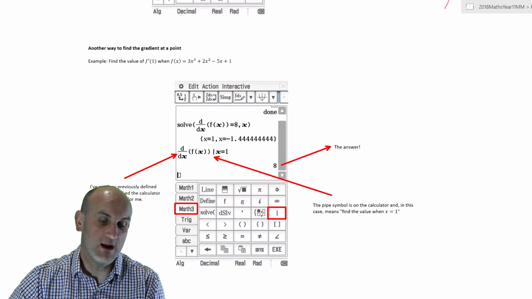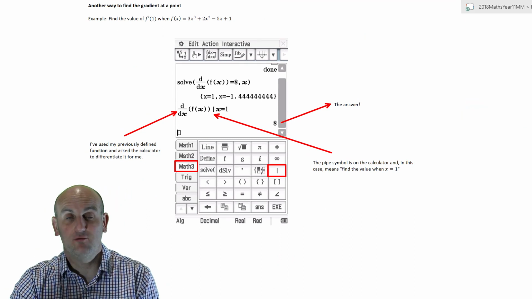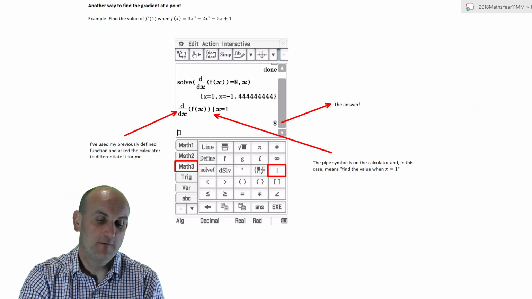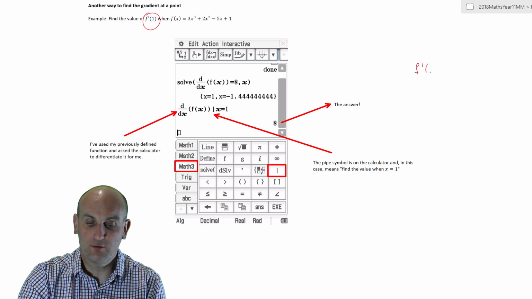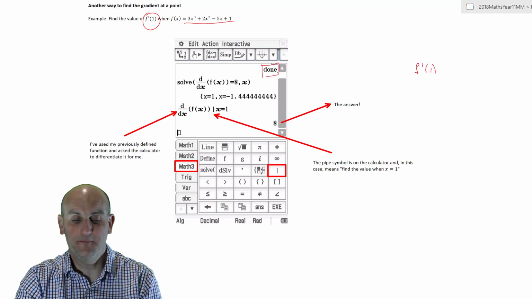There is one other way of doing this, and it's the last way I'm going to show you on the CAS, and you should really try and practice this type of stuff. But again, find f dashed of 1, find the gradient when x equals 1 of the same function. Well, I've already defined it. You can see the word done there.